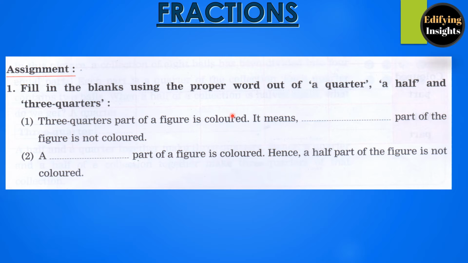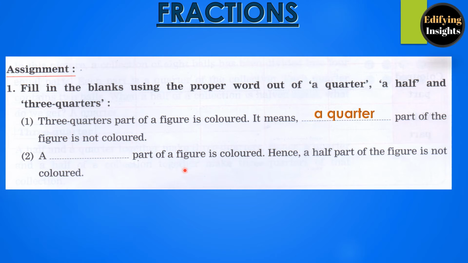Fill in the blanks using the proper word out of a quarter, a half and 3 quarters. 3 quarters part of a figure is colored. It means dash part of the figure is not colored. See, we have one circle. It is divided into 4 equal parts. Out of that 3 parts are colored. Now we have to find out which part is not colored. So only one part is not colored. So that is a quarter.